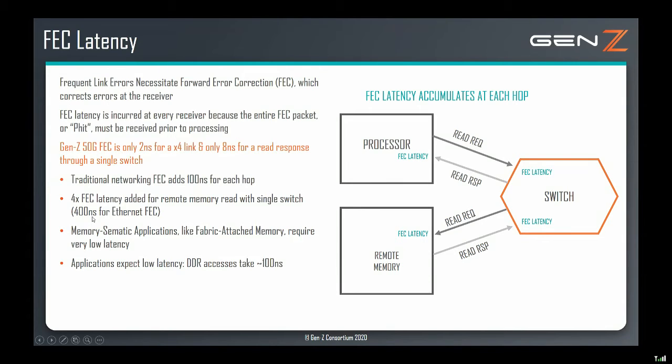So we made a goal to keep the latency extremely low, and the Gen-Z FEC latency is only 2 nanoseconds. So multiply that by 4, it's only 8 nanoseconds. Compare that, it's only 8% of your normal DRAM access time. So we really optimized the FEC for low latency.